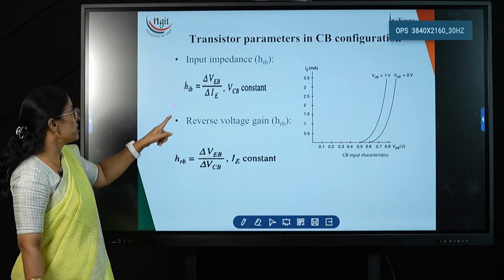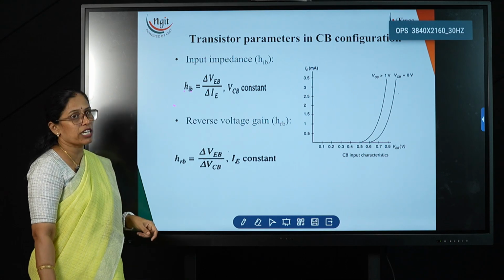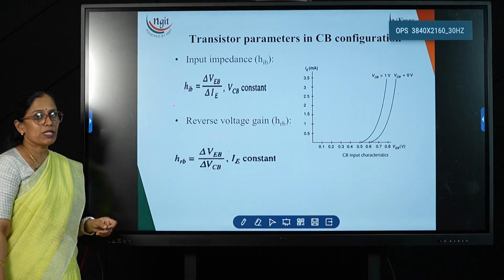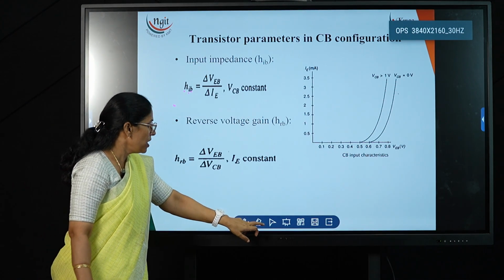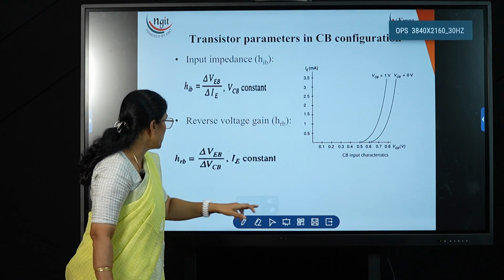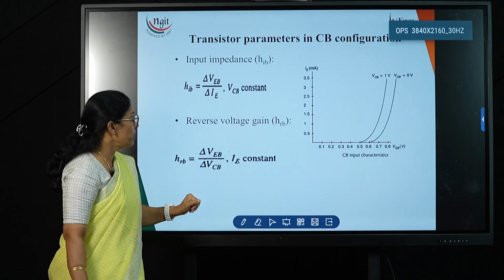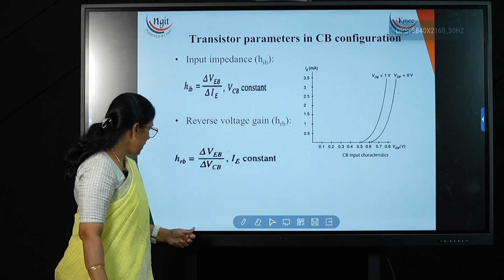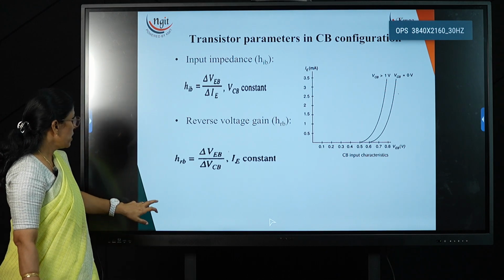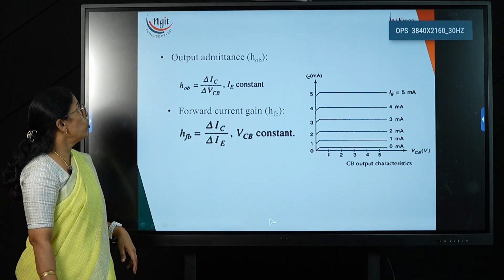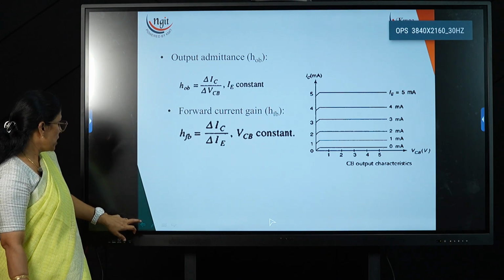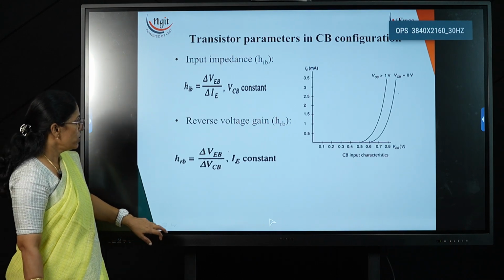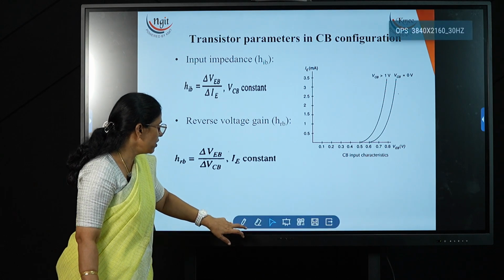Now this is the common base configuration, so the second suffix is B. The first suffix I indicates the input impedance, R indicates the reverse voltage gain, O indicates the output admittance, and F indicates the forward current gain. So now what are these? We will see the definitions.